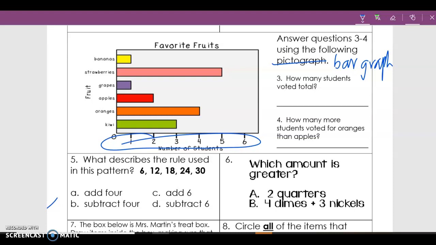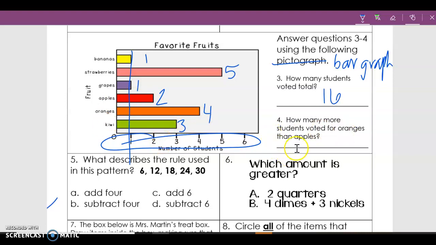It says how many students voted total. Well, what you would want to do is add them all up. So we notice there's 1, 2. Well, you could always do it this way. There's 1. We know this one lines up right here with 5. This might be helpful to encourage them to find out all of their data or information before they start adding it up. We look right here, it lines up with the 4, and right here lines up with the 3. We could say, okay, 1 plus 5 is 6, 1 more is 7, 8, 9, 10, 11, 12, 13, 14, 15, 16. So there were 16 students that voted.